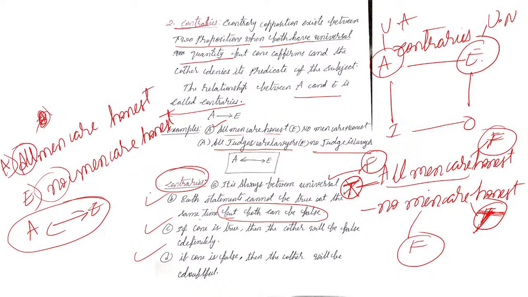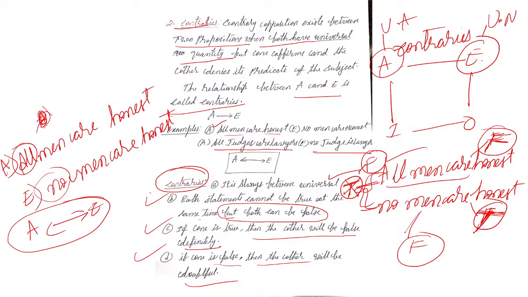If all men are honest is true, then no men are honest is false, right? If all men are honest is false, maybe... that means here, both statements cannot be true. This cannot be true anytime. If one is true, then the other will be false definitely. We already saw, right? If this is true, then this will be false.